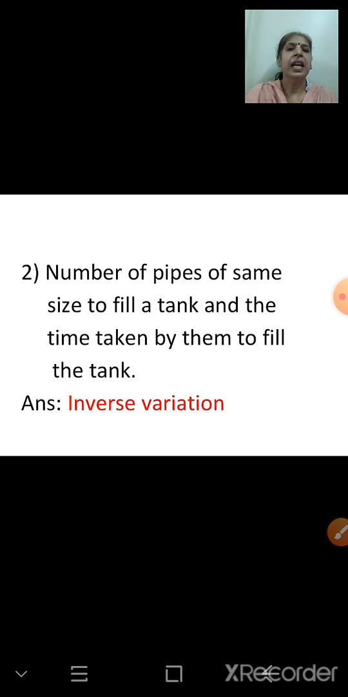Second, number of pipes of same size to fill a tank and the time taken by them to fill the tank. So again, it is an example of inverse variation. As number of pipes will increase, with more pipes, the tank will get filled quickly. So the time taken will be less.